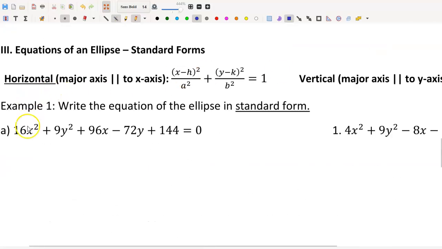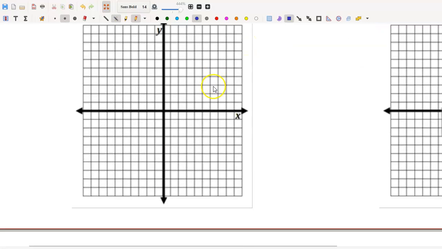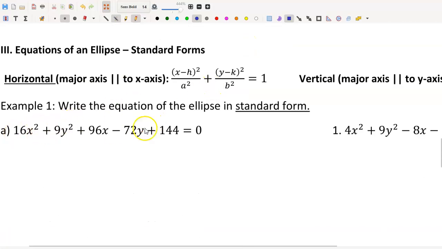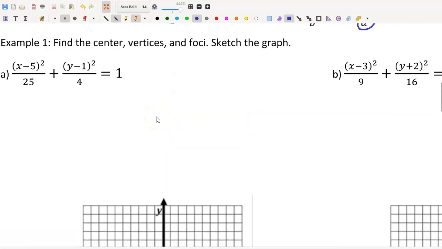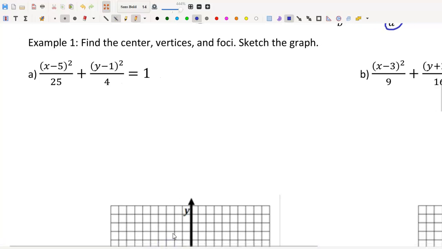So if it's given to you in this format, you'll have to do all this completing the square work just to get it to look like this, only to go through and find all these other pieces of information and graph it, right? Because we can't really graph anything in this format. We have to switch it to the standard form right here. Okay? But you can see it's kind of a play off of the circles, but we just have these numbers underneath. That's what makes it shorter and longer in certain directions.